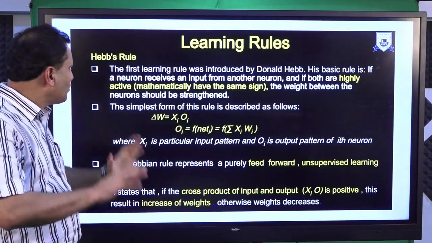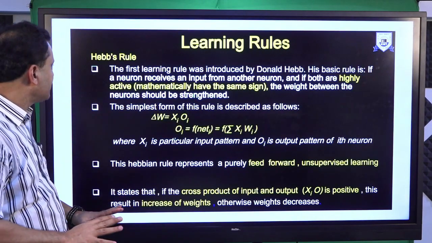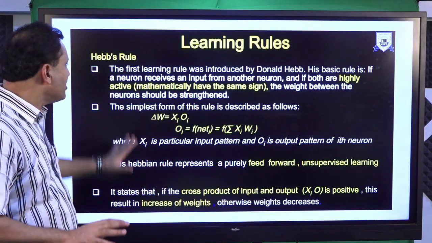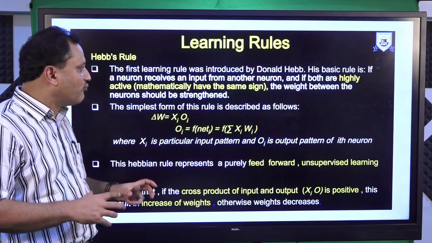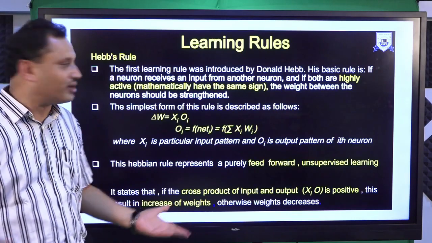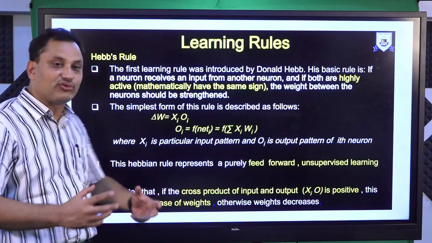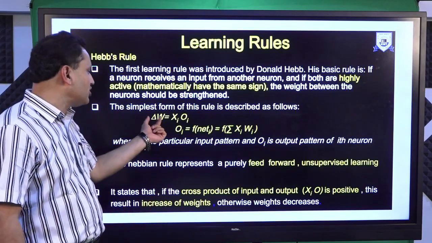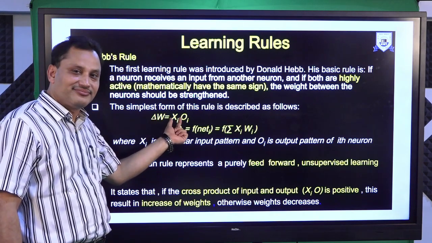Alright, so Hebb's learning rule, let us understand this mathematically. The first learning rule was introduced by Donald Hebb. His basic rule is: if a neuron receives an input from another neuron and both are highly active, meaning mathematically they have the same sign, positive or negative, the weight between the neurons should be strengthened. So what does the formula say? The change in weight will depend on the input pattern.